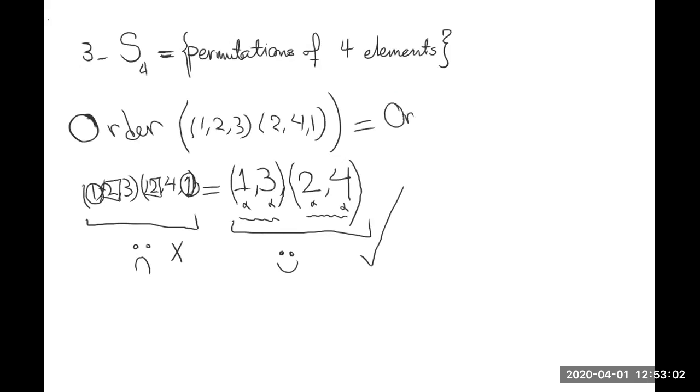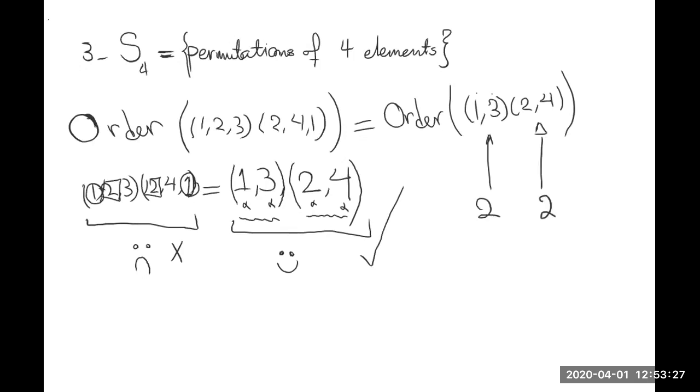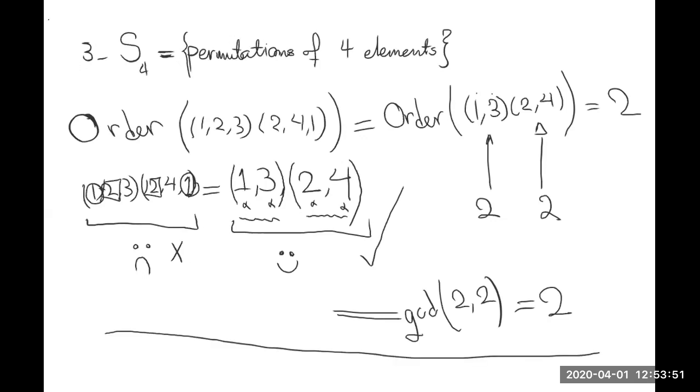So the order of that is equal to the order of (1 3)(2 4). Okay. What is the order of (1 3)? It's 2, because as I told you, the order of any cycle is the number of elements of that cycle. It has 2 elements, so its order is 2. The order of this one is also 2. And because they are disjoint, we can use the theorem that you mentioned. The order is going to be GCD of these numbers, 2 and 2. And their GCD is, of course, 2. So the order of this multiplication is 2. So finally, the order is 2. Any question?